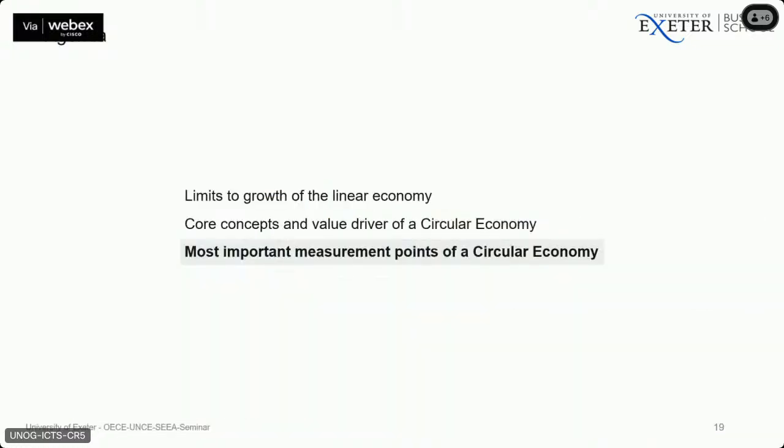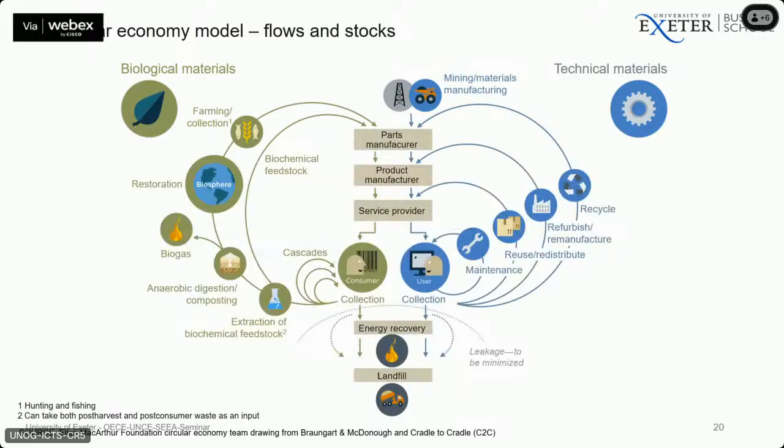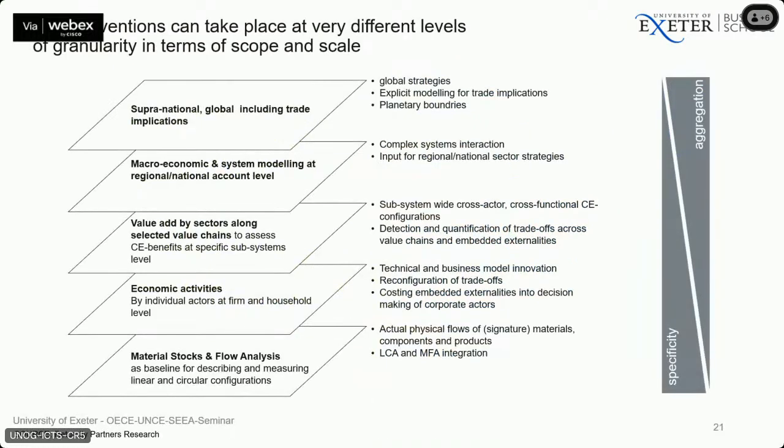And now I come to the question, what are measuring points? Again, we think that the butterfly diagram describes the technical and the biological flow well and lends itself very much to measuring points. What we have seen, however, is that you can measure this at very different levels. We see a lot of material stocks and flow analysis, on which you have activities performed by companies and households, which you can then add up into value stream activities, which can then be aggregated to national accounts and even to international accounts.